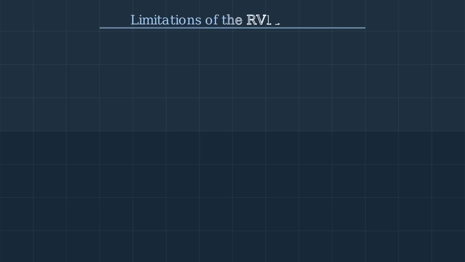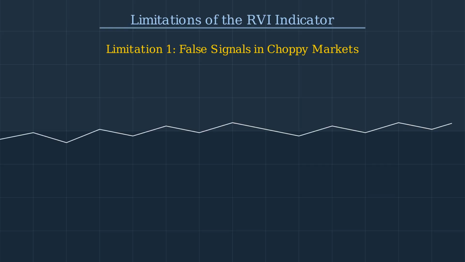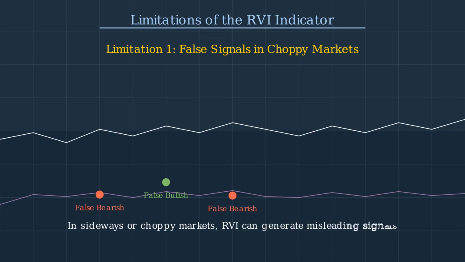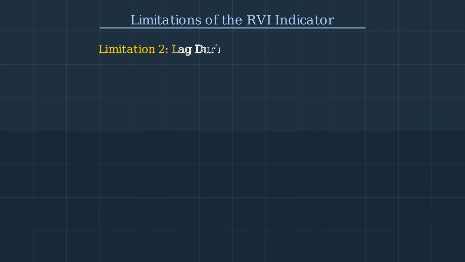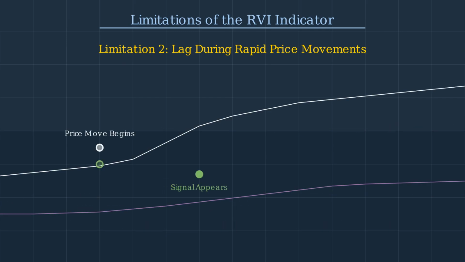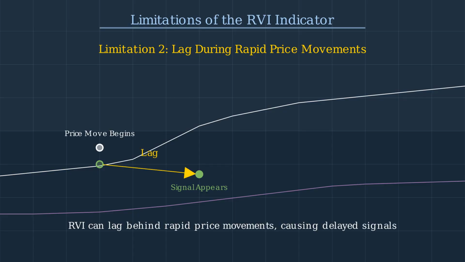Let's explore the key limitations of the Relative Vigor Index indicator. The first limitation is false signals in choppy or sideways markets. When markets trade in a range without clear direction, the RVI can generate misleading buy and sell signals that lead to poor trading decisions. The second limitation is lag during rapid price movements. When prices change rapidly, the RVI indicator often signals too late, as it needs time to register the momentum shift.